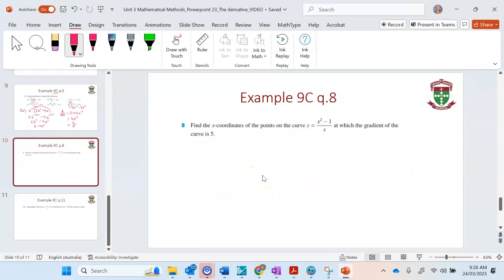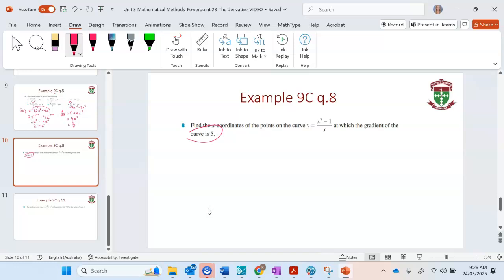All right, question 8. Find the x-coordinates of the points of the curve at which the gradient of the curve is 5. We might be getting into some tricky territory here, but we might do it anyway. And then we've got one more question. So I'll do these two questions, but please take note, we're just having an introduction to differentiation. After this video, I will revisit this again and look at some harder questions.